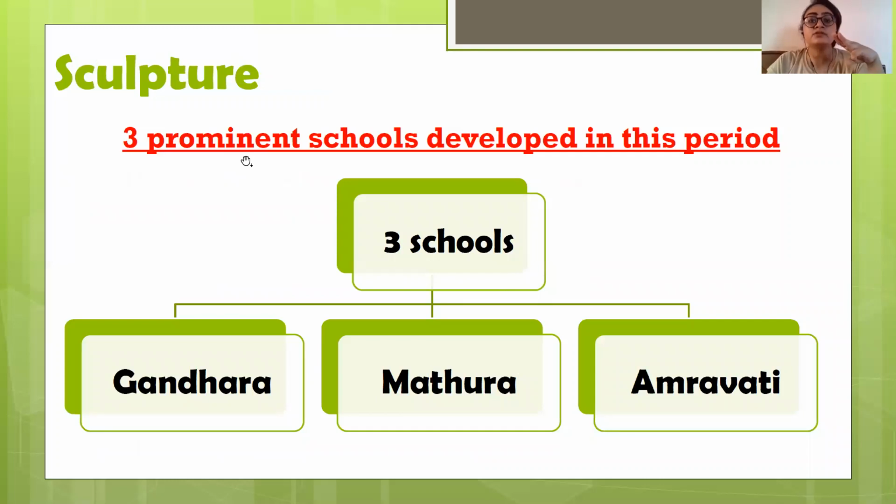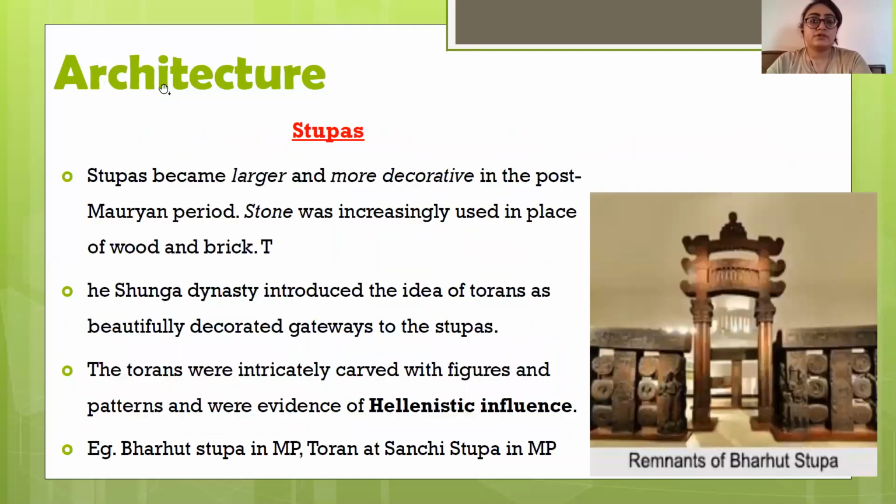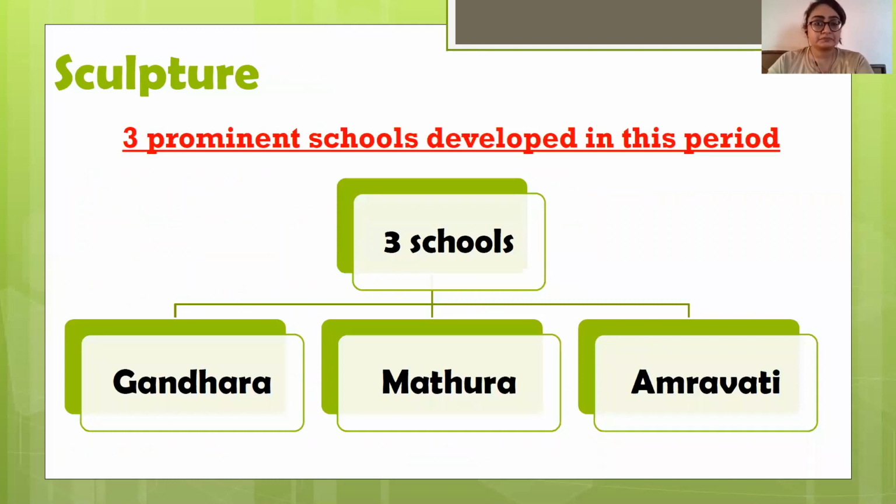Now, three prominent schools of sculpture. Here, till here, we have done the architecture. Okay, architecture of the post-Mauryan period ends over here. Now next we have sculpture of the post-Mauryan era. Three prominent schools of sculpture developed in the post-Mauryan period, not in the Mauryan period. Okay, which were these three schools?